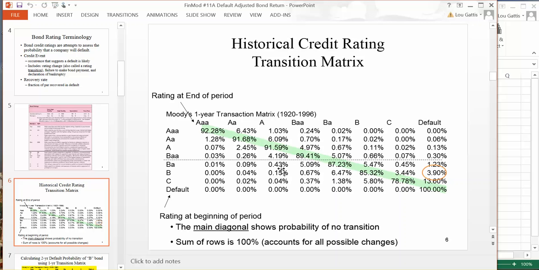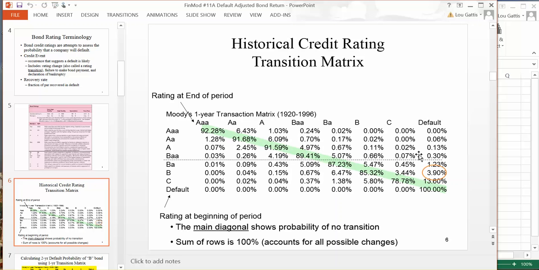If you have a B-rated bond, 3.44% of the time, historically, they've been downgraded to a C, and 3.9% of B-rated bonds default within 1 year. So what we see here is this major diagonal here is really the probability that a bond retains its credit rating.